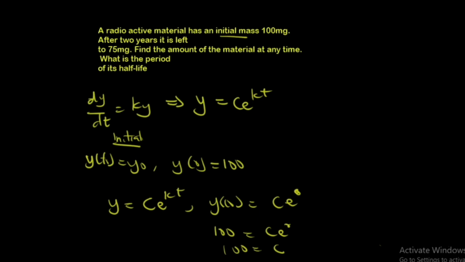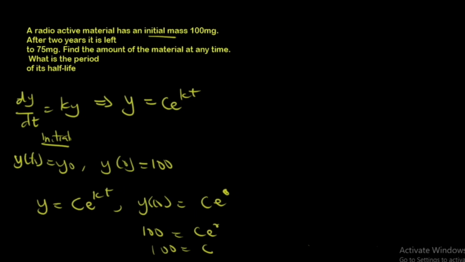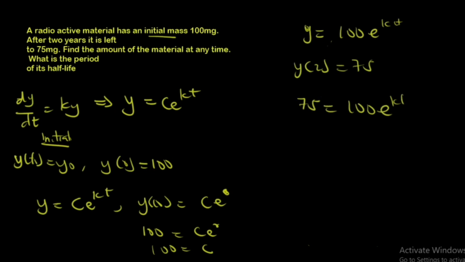As I told you, with the k we are going to use additional information. Now we have y, with our c being 100, so y equals 100 e^(kt). We are finding k, so we are going to do some substitution. They say that after 2 years, y(2) is equal to 75. Are you getting it? Yes. So 75 is equal to 100 e^(kt). Now 2 years, so t becomes 2. So we have 75 equal to 100 e^(2k). This is the additional information for us to find k.